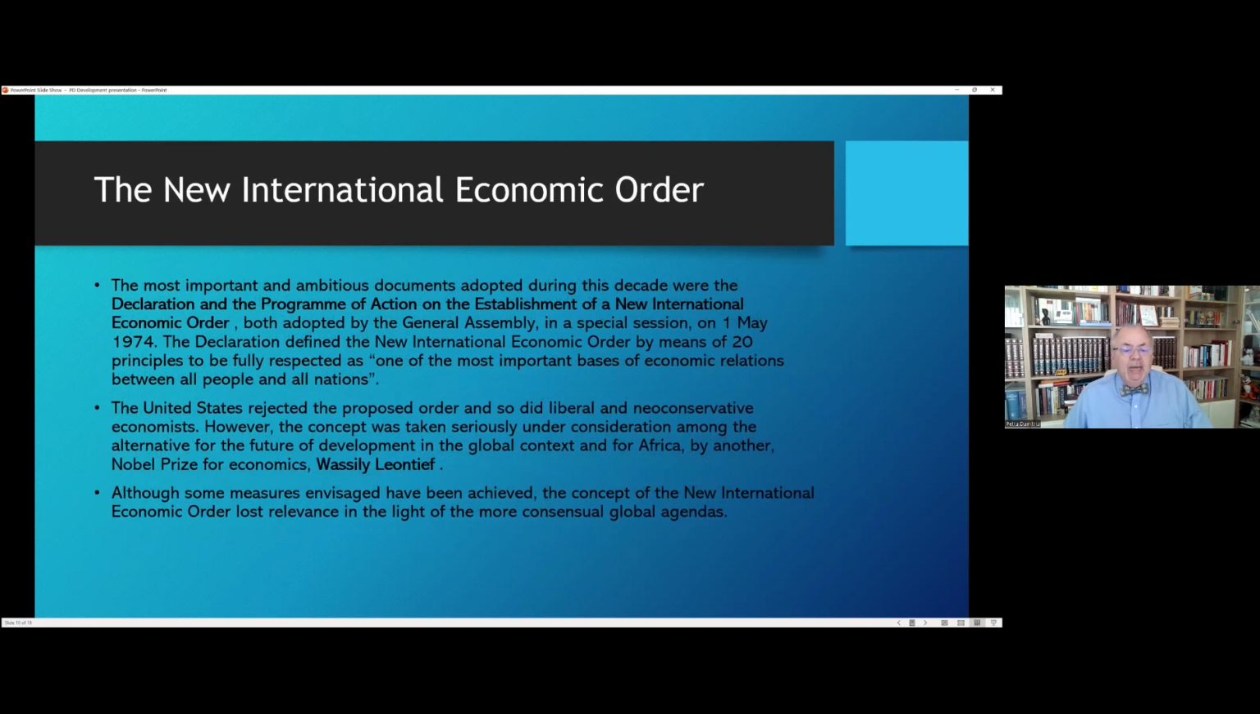An event which at its time was very resounding and very important and raised the stakes of development was the new international economic order. I want to insist on that because this is a subject in itself, but I put it here because you have to know that this was probably the most ambitious document ever adopted in the United Nations because it really contains proposals that were meant to fix the issue of unfair trade between developing and developed countries.